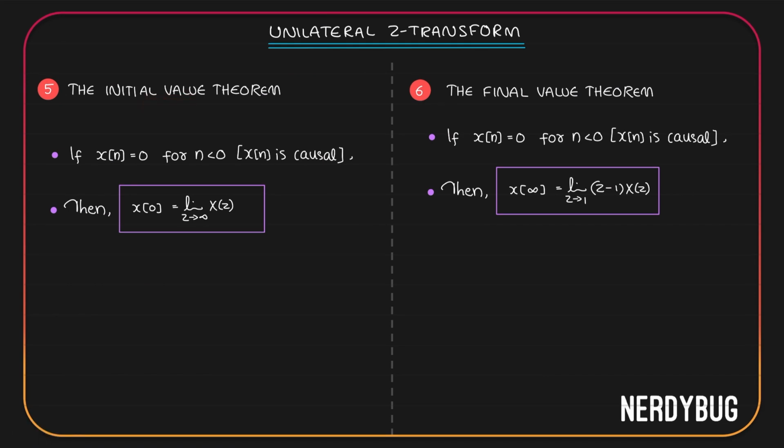Now let us bring back the initial value theorem and the final value theorem because they actually apply to unilateral Z transform. According to the initial value theorem, if x of n is equal to 0 for all n less than 0, that is if x of n is causal, then x of 0 is the limit as z tends to infinity of X of z. And according to the final value theorem, if x of n is 0 for n less than 0, that is if x of n is causal, then x of infinity is the limit as z tends to 1 of z minus 1 multiplied by X of z. We have already proven both of them in the previous video.